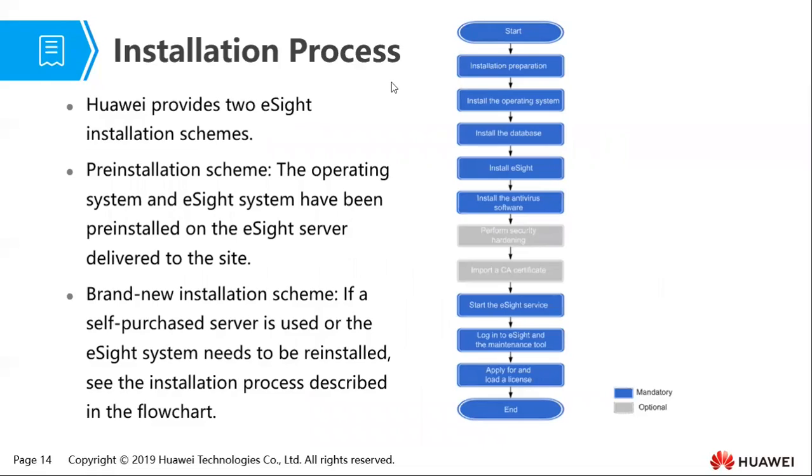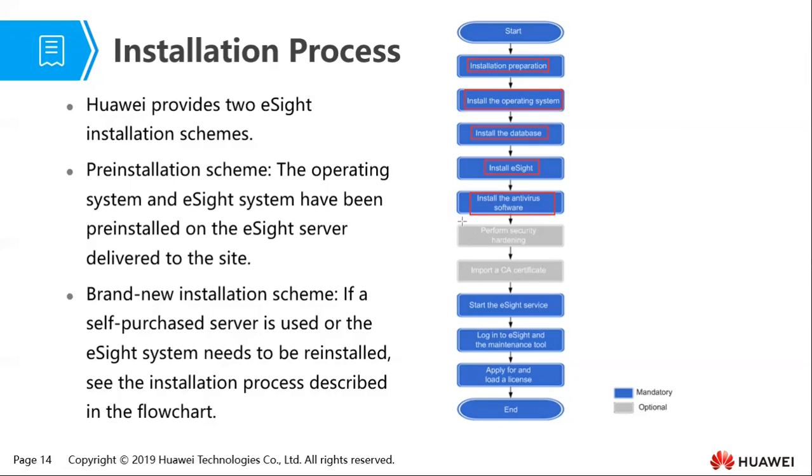So we just have a flow chart here that is showing us what you can do. You need to prepare, then you need to install the operating system. As we've said, it can be Windows or SUSE Linux. Then you need to install the database. After installing the database, you can now install eSight. And after installing eSight on your server, you also need to install an antivirus software.